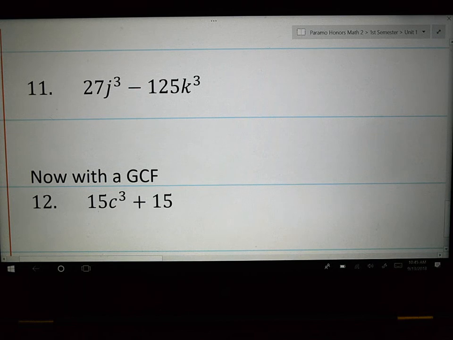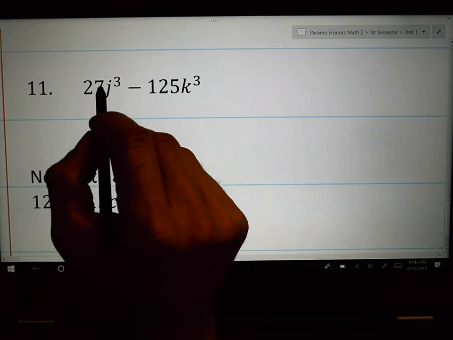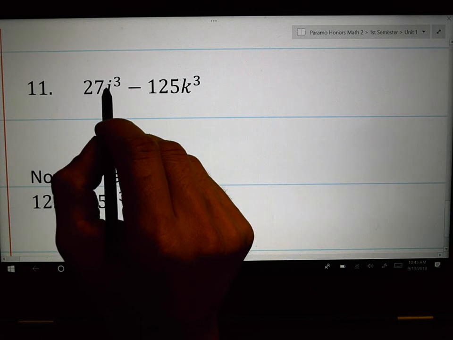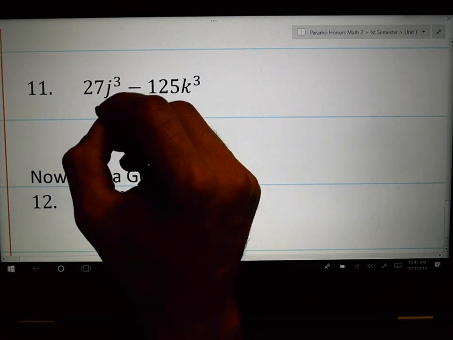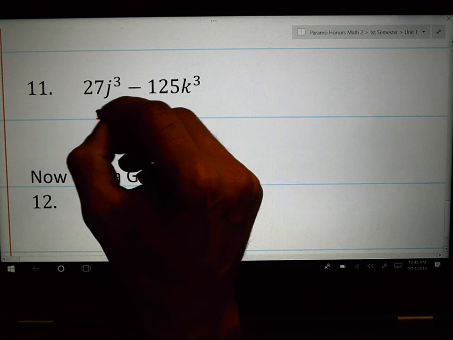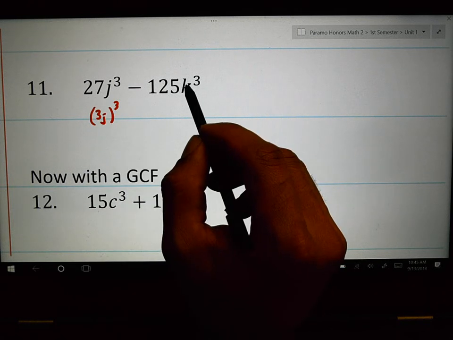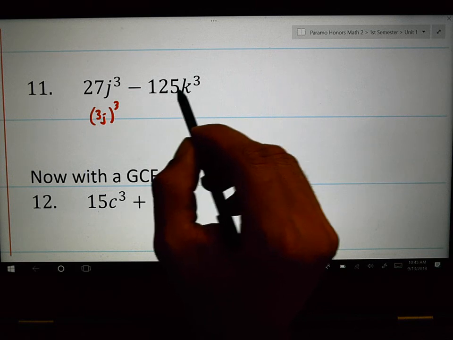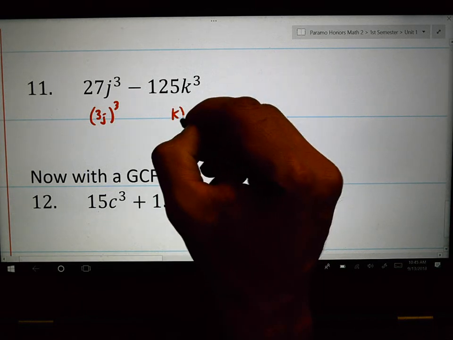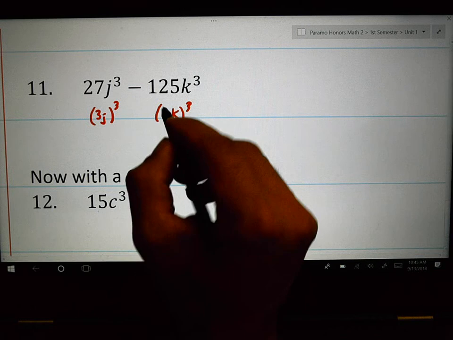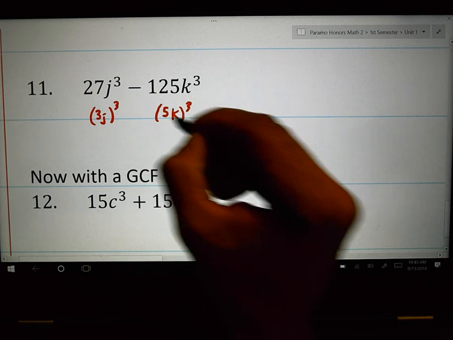It might be easier for you if you thought 27 is what to the third power? Do you know? Good. You might want to think of it as a 3j to the third power. I usually will write it in parentheses to the third power. And the same thing for the other one. What is this to the third power? Something k to the third in parentheses. What number? 5. Good.